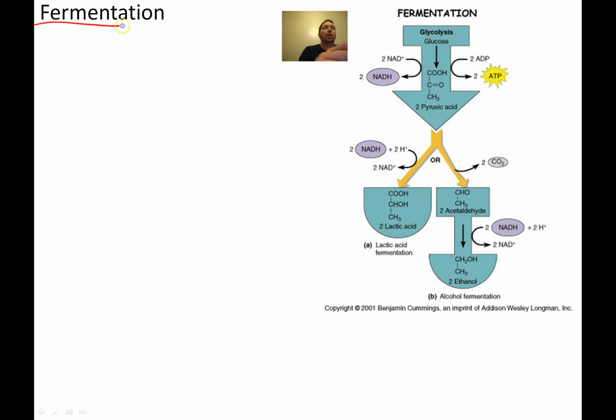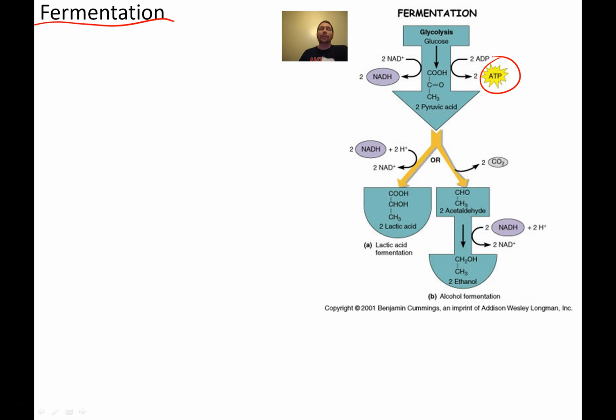And so some of your cells, if you're running really hard or you're working out, actually start running out of oxygen. So how do these cells make ATP? They slip over to a process called fermentation. And what happens during fermentation is a way that your body can still make ATP without oxygen.